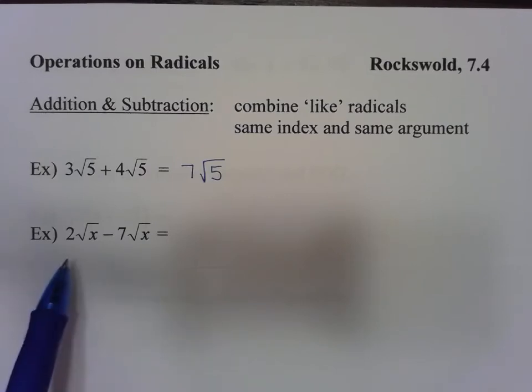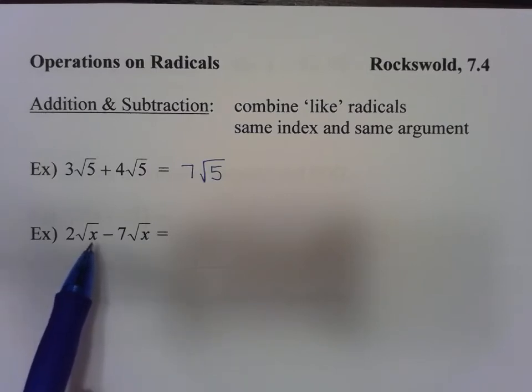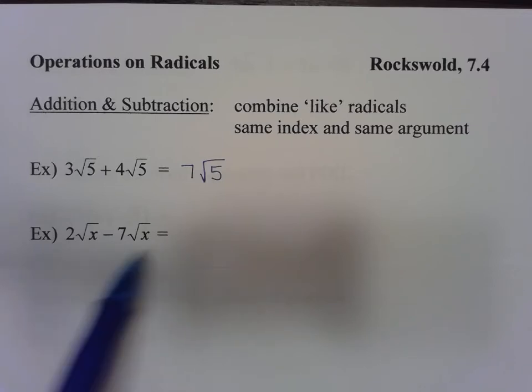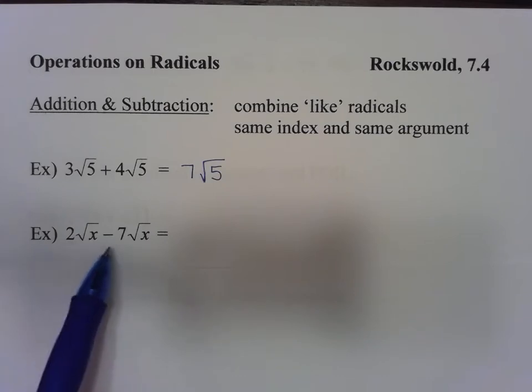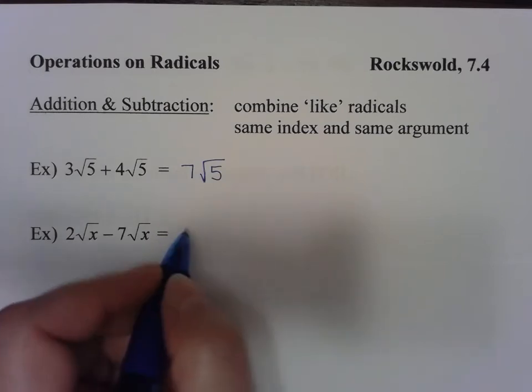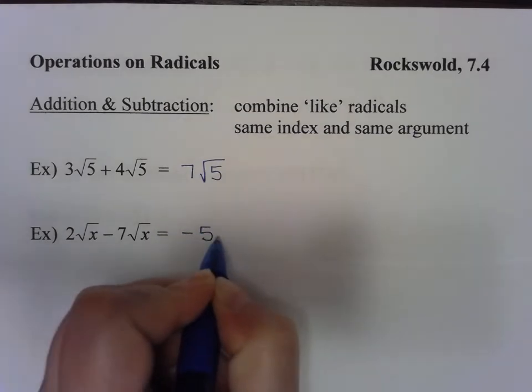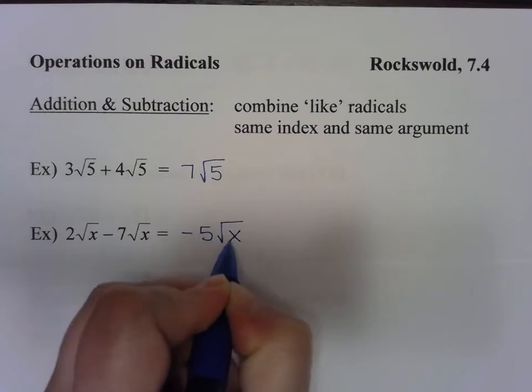Okay, and it works the same way with subtraction. Both of these are square roots. More specifically, they're both square roots of x, so I can subtract 2 of them, take away 7 of them. I'll have negative 5 square roots of x.